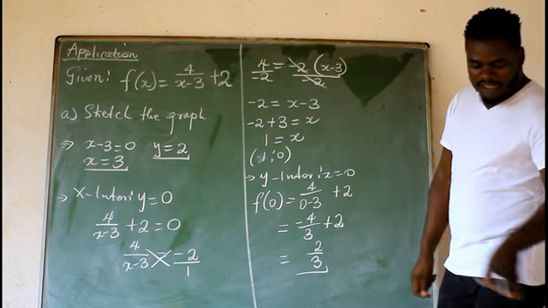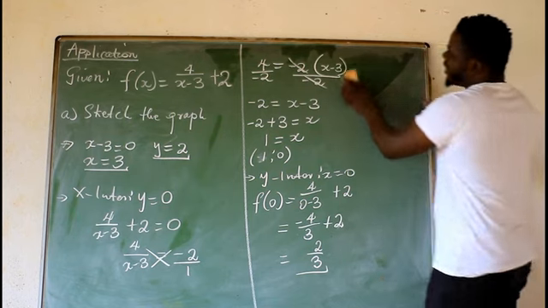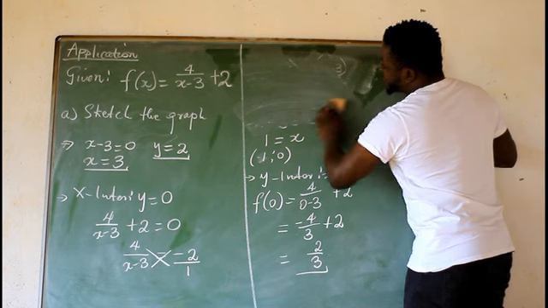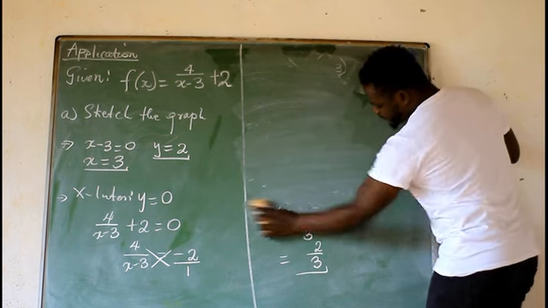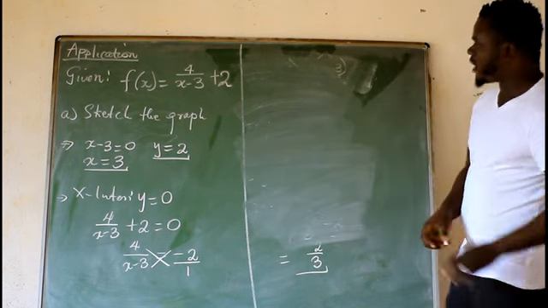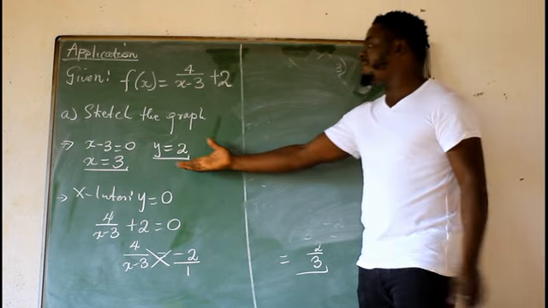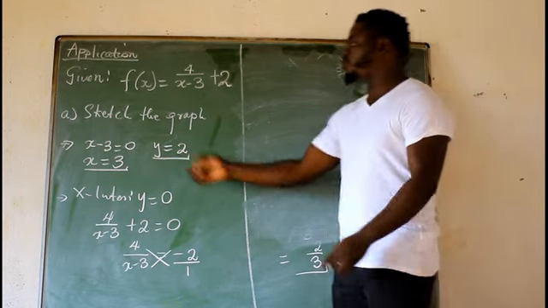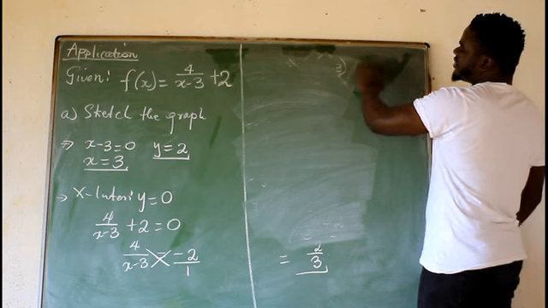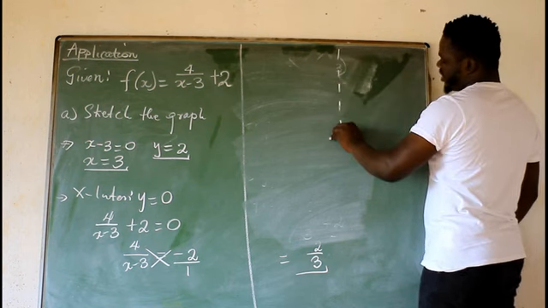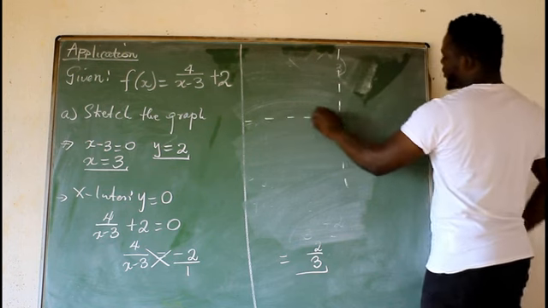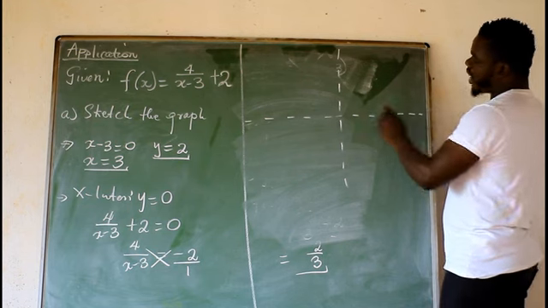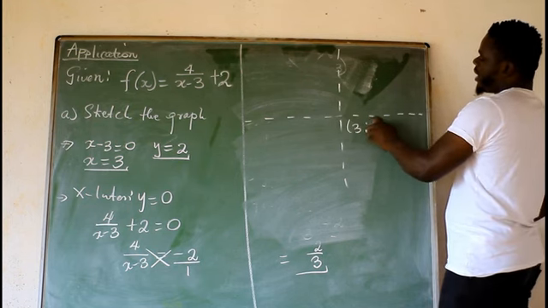Okay guys, now let's go to the question. Let us go and sketch the graph. Whenever we sketch the graph, we need to identify the asymptotes. Then our asymptotes are 3 and 2. You indicate them. Then you have 3 and 2.